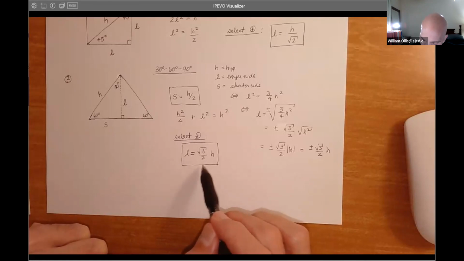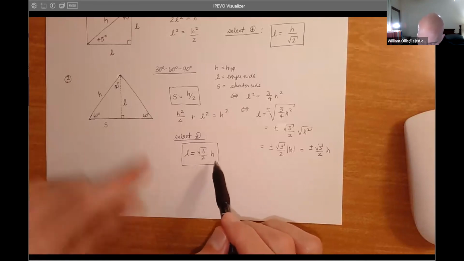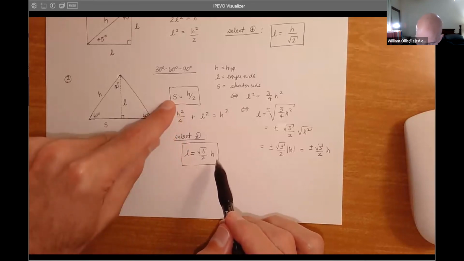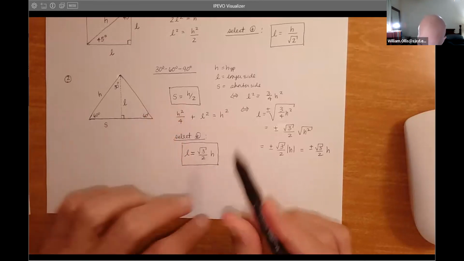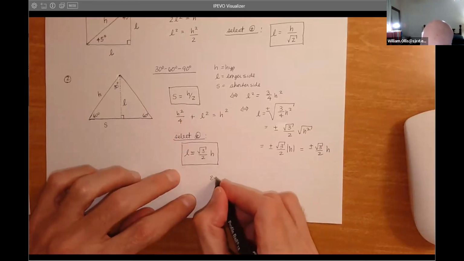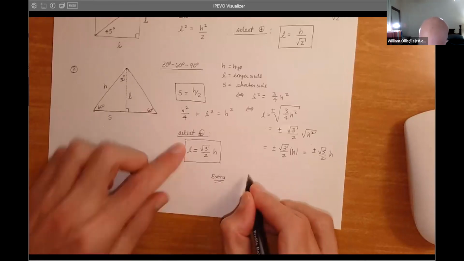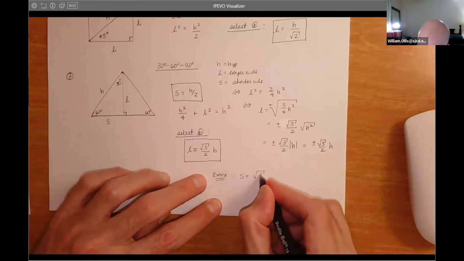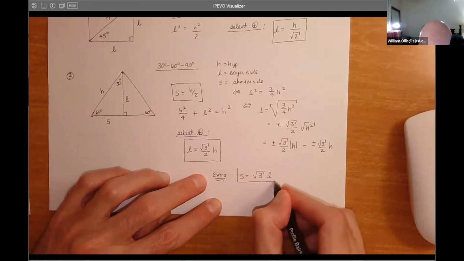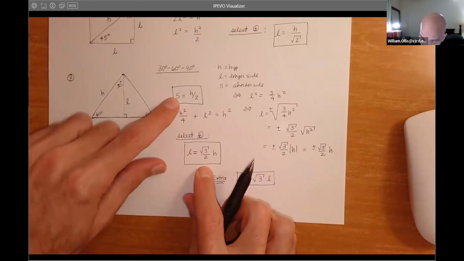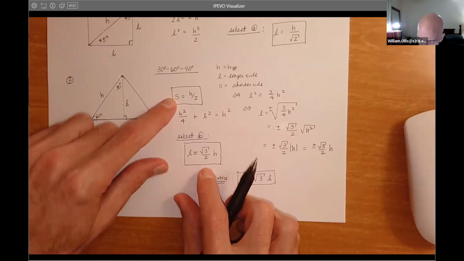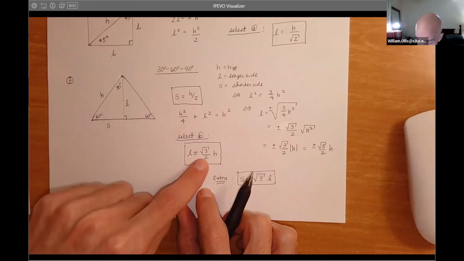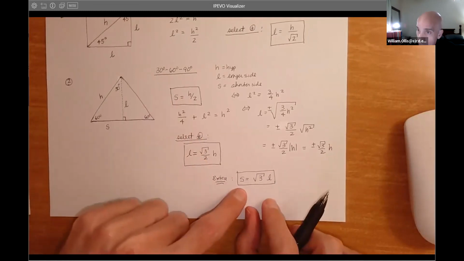But notice here that when we look at the two, we're just seeing that S will be the square root of 3 times L. Also, as an extra, just comparing these two, S is just the square root of 3 times L. There's another way of looking at it if you just want to compare these two. So when we want to get S, we can take L and hit it with square root of 3, and we'll have an equivalent equation.